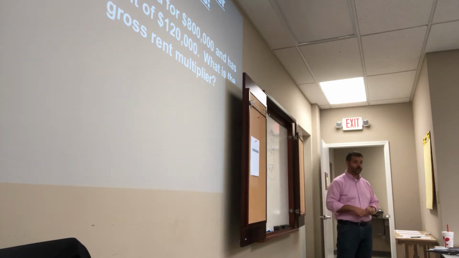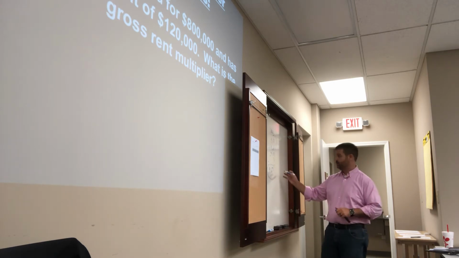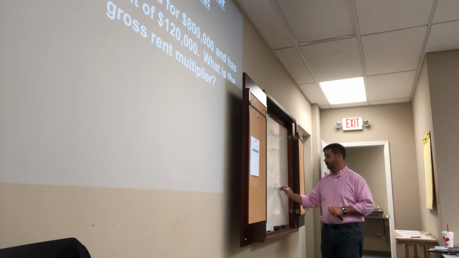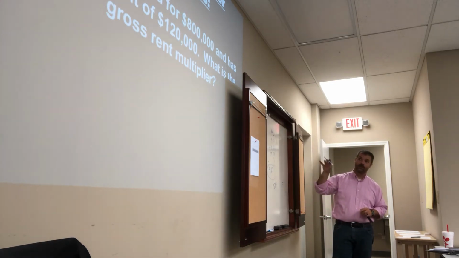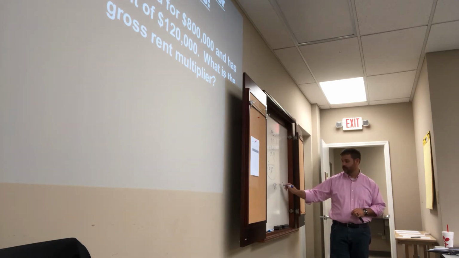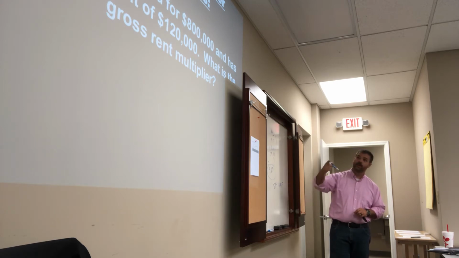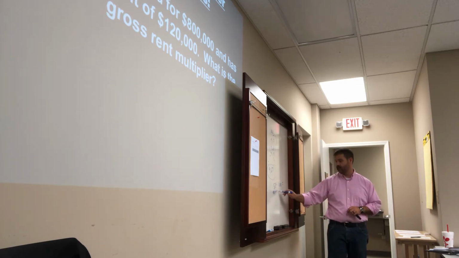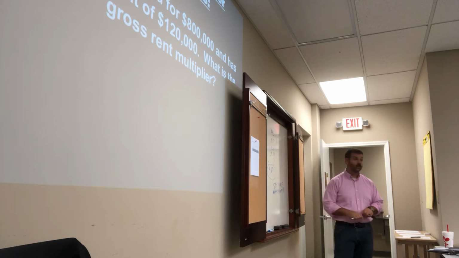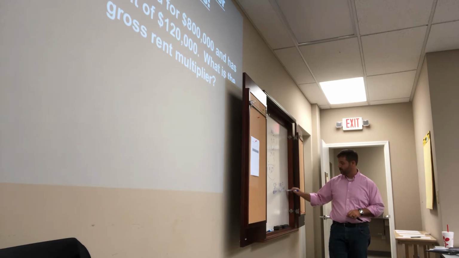Now remember, I'm looking at a monthly, right? So the formula says what? Sales price divided by monthly rent equals, right? In this case, we need to figure out what the monthly rent is. So 10,000. In this case, we're going to pay $800,000. 800,000 divided by 10,000 is 80.